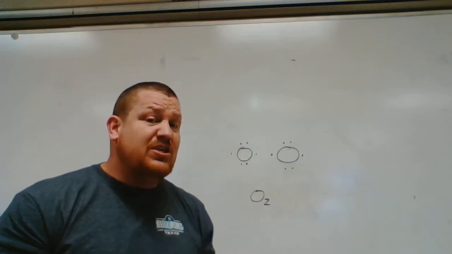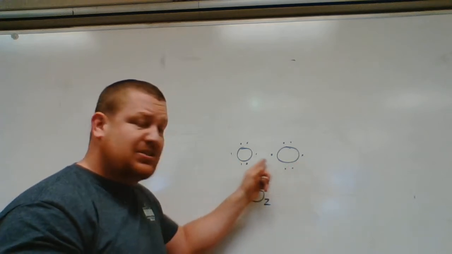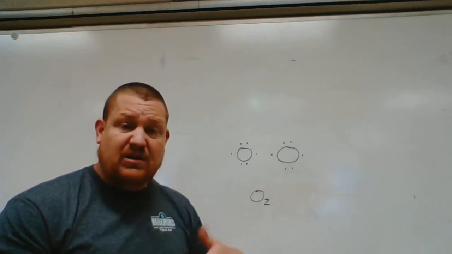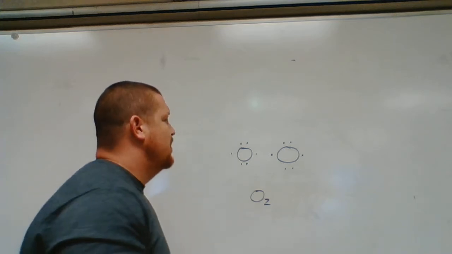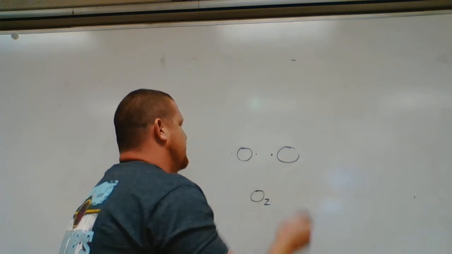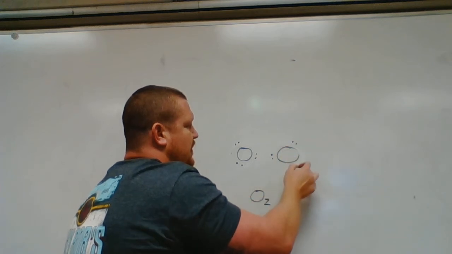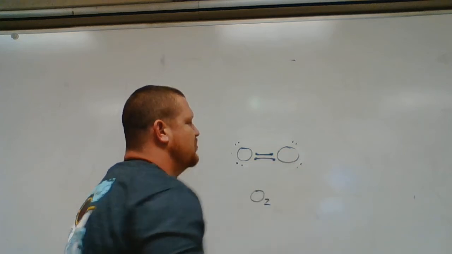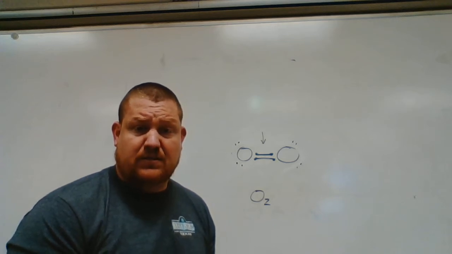Okay? However, they still need 8 valence electrons. So oxygen needs 2. This oxygen needs 2. So how are they going to do that? How are they going to bond together? They're not going to transfer or give or take. They're going to share. And sharing is caring. Right? So what they're going to do is they're going to kind of move around a little bit. Right? Kind of look like this situation here. Right. So now right here they're sharing. Sharing is caring.